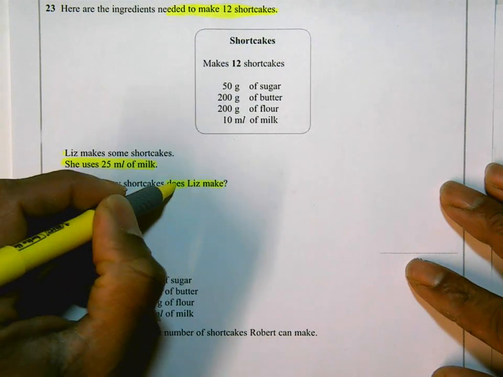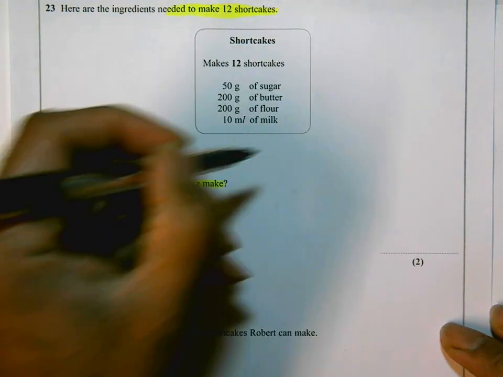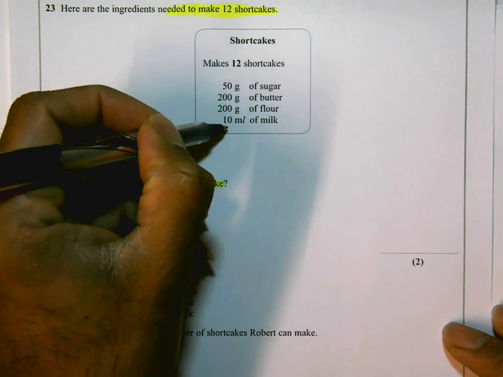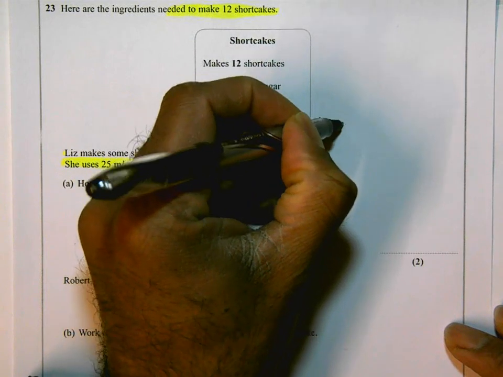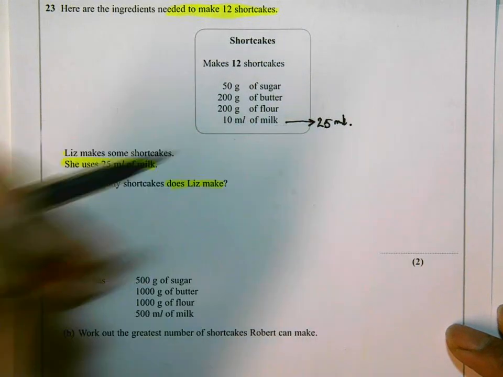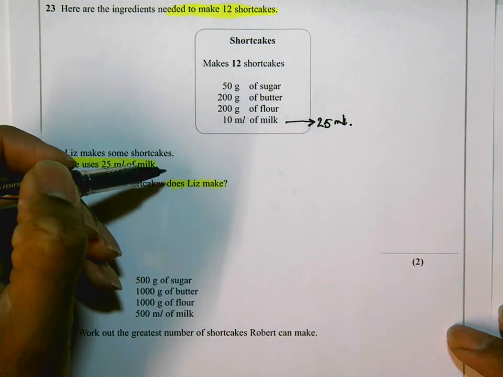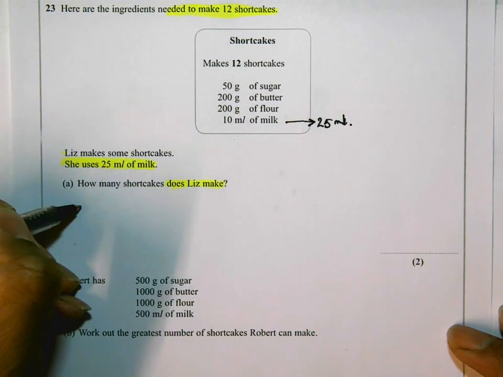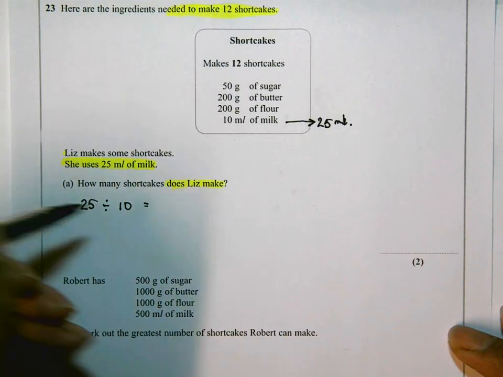Well, this question often comes in different ways, right? But this time they've told you how many milliliters of milk she uses. Now, to make 12, you need 10 milliliters of milk, but she uses 25 milliliters of milk. You need to think about the multiplier. What am I timesing 10 by to make 25? In other words, what is 25 divided by 10? And in this case, 25 divided by 10 is 2.5.